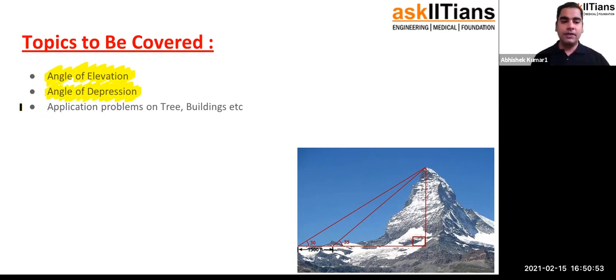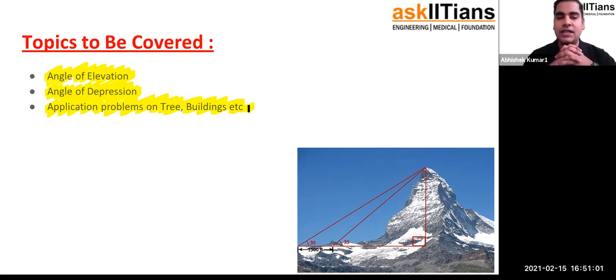The third topic that we are going to cover is application problems on trees, buildings, etc. That means we are going to cover some specific types of problems from this chapter. In this lecture, we will cover problems related to trees. We will cover problems related to buildings.